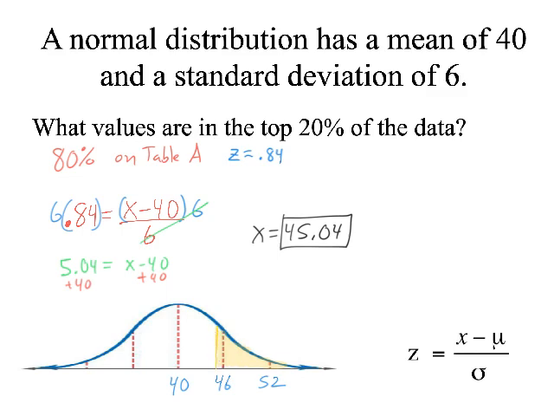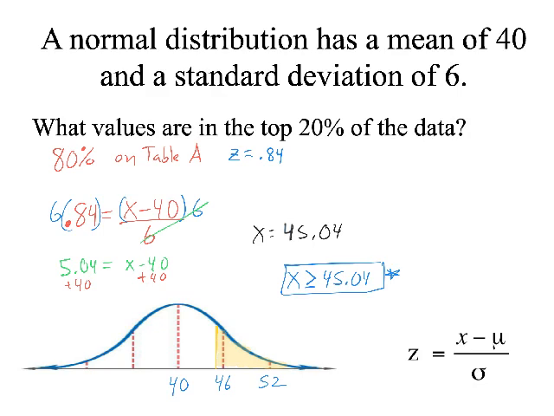So everything above 45.04. If we want to write it exactly accurate, we should put x has to be greater than or equal to 45.04. That is probably the better answer, because if you think about it, the other one, let's just erase this, is a little off, because that one is just the breakpoint. So anything above that, all these values will be in the top 20%.